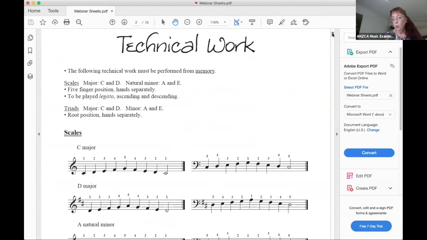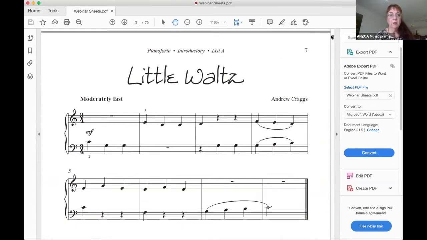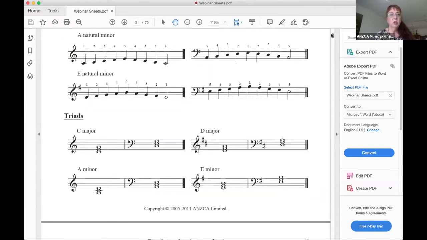All right. Now, what a good thing with this is the book is complete in itself. You just need the book, and it's got everything in it. It's got the technical work at the front, and if you can just see that, that's just little 5-finger exercises. Well, they're called scales, but they're little 5-finger scales, and some triads.